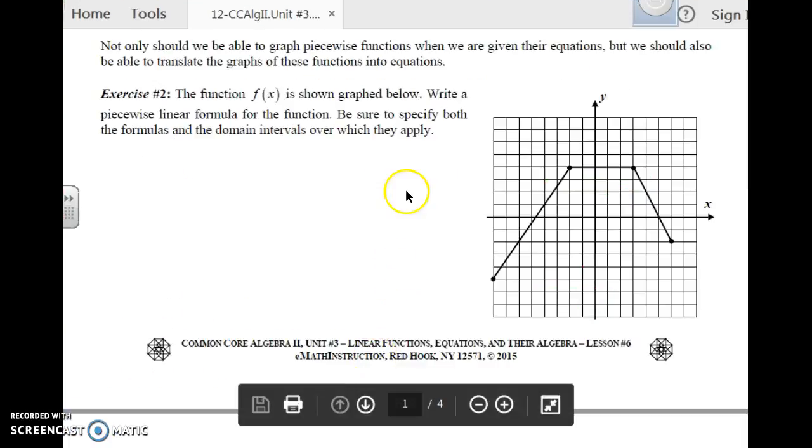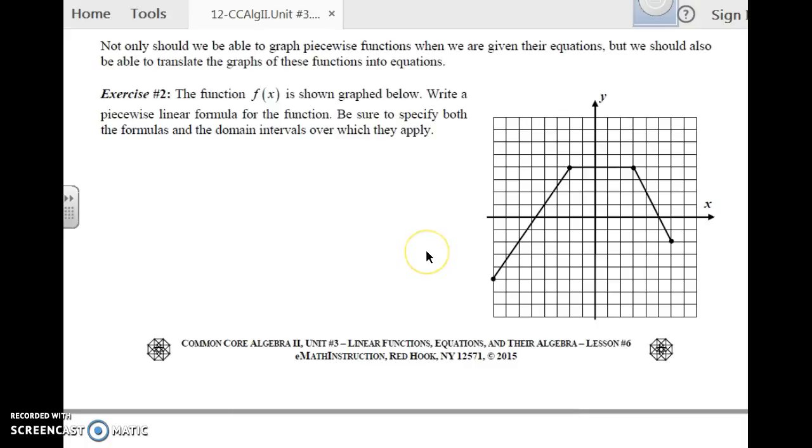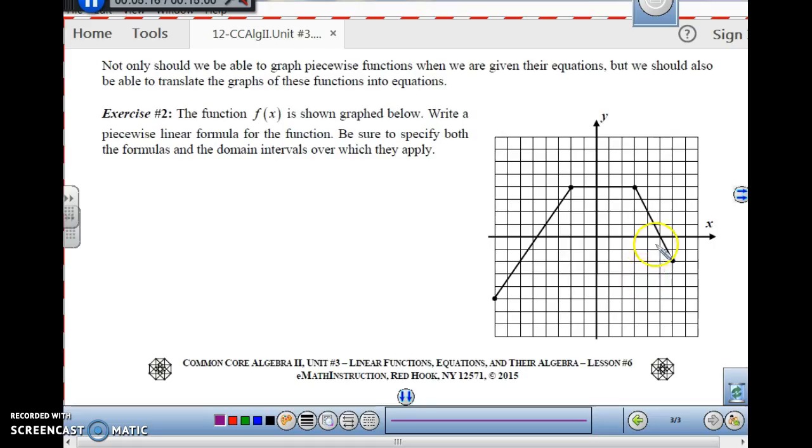All right, now at this level we should also be able to be given a piecewise function and figure out its equation. So let's take a look at our function that we have right here on the graph.